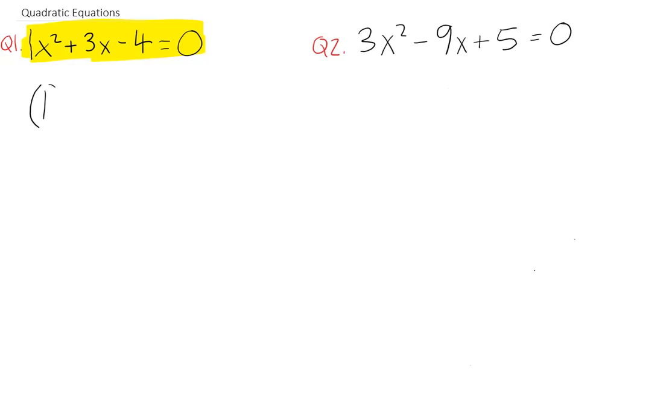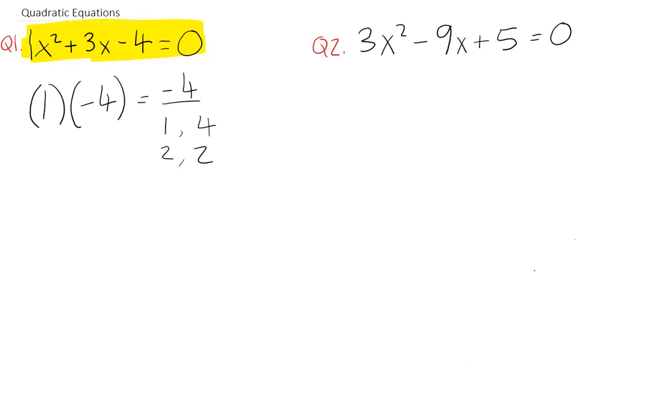You multiply that by your constant term. Your constant term is just your number by itself, that's our minus 4. So 1 by minus 4 is minus 4. You then think about your factors of minus 4. The signs actually don't matter here, so I'm just going to do my factors of 4, in my pairs. 1 and 4 is a pair of factors because 1 times 4 is 4. My next ones are 2 and 2, because 2 times 2 gives me 4.